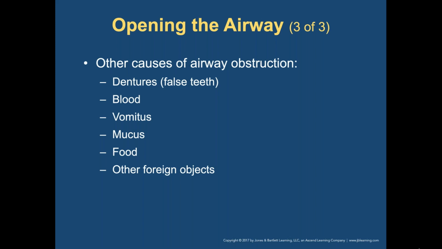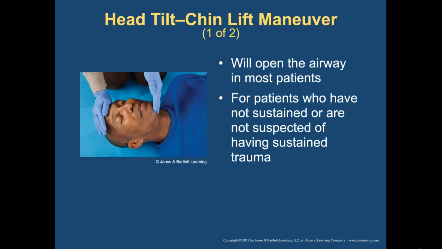Other causes of airway obstruction are dentures, blood, vomitus, mucus, food, and other foreign objects. It's pretty much anything that can get stuck in the mouth and then swallowed, or not properly swallowed. So if you have an unconscious patient, first get them on their back, like we said, and then open the airway. There are 2 ways to do it: the head tilt chin lift, and the jaw thrust.